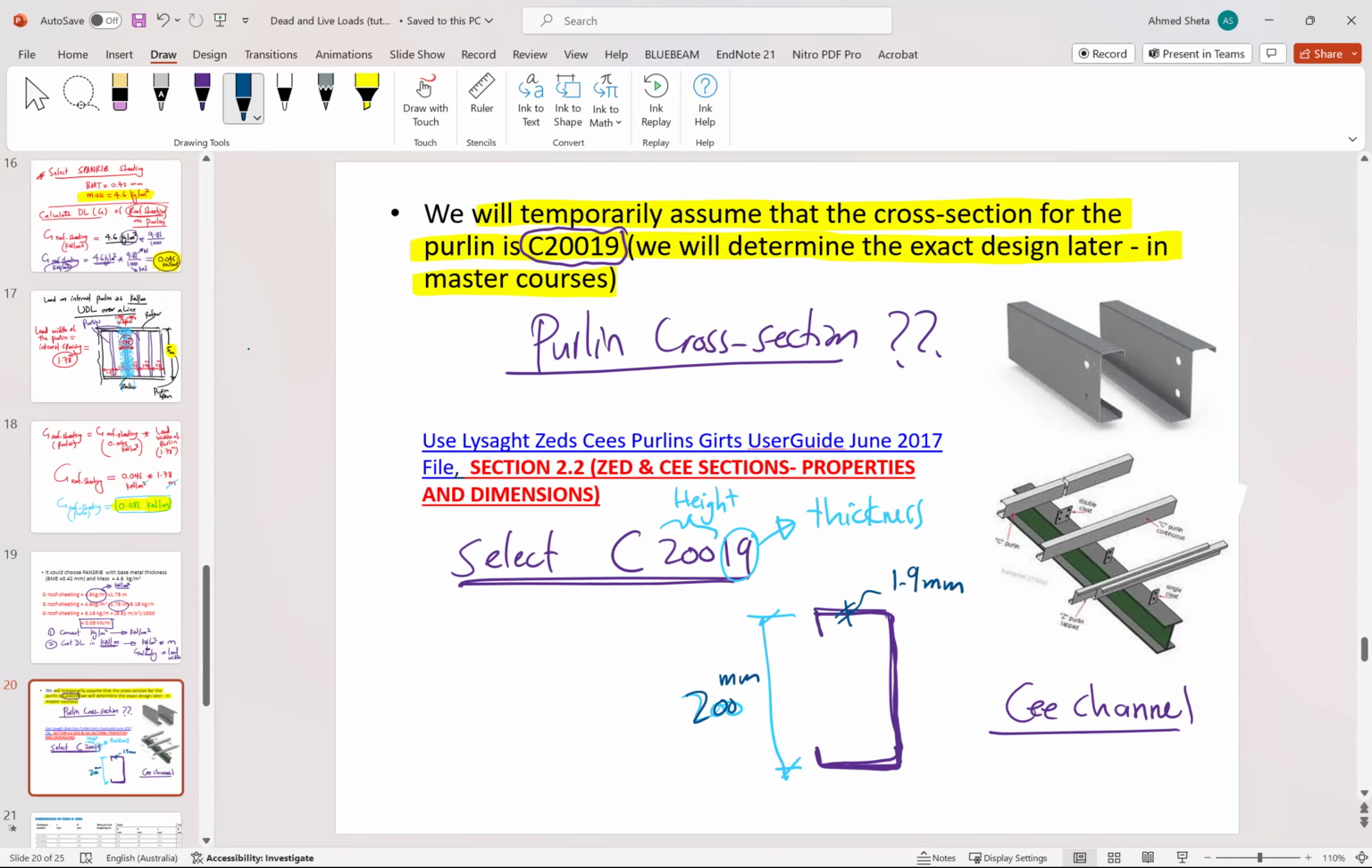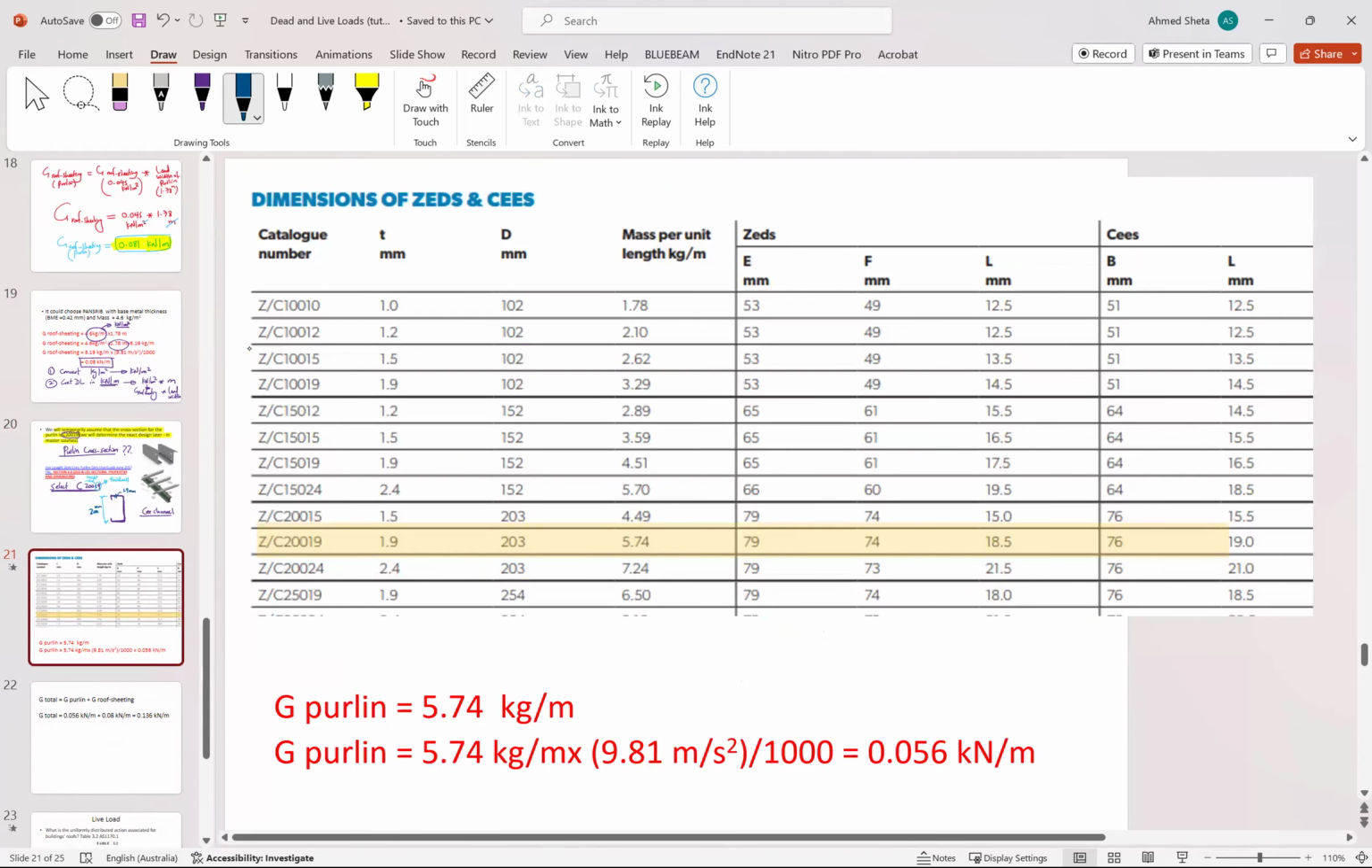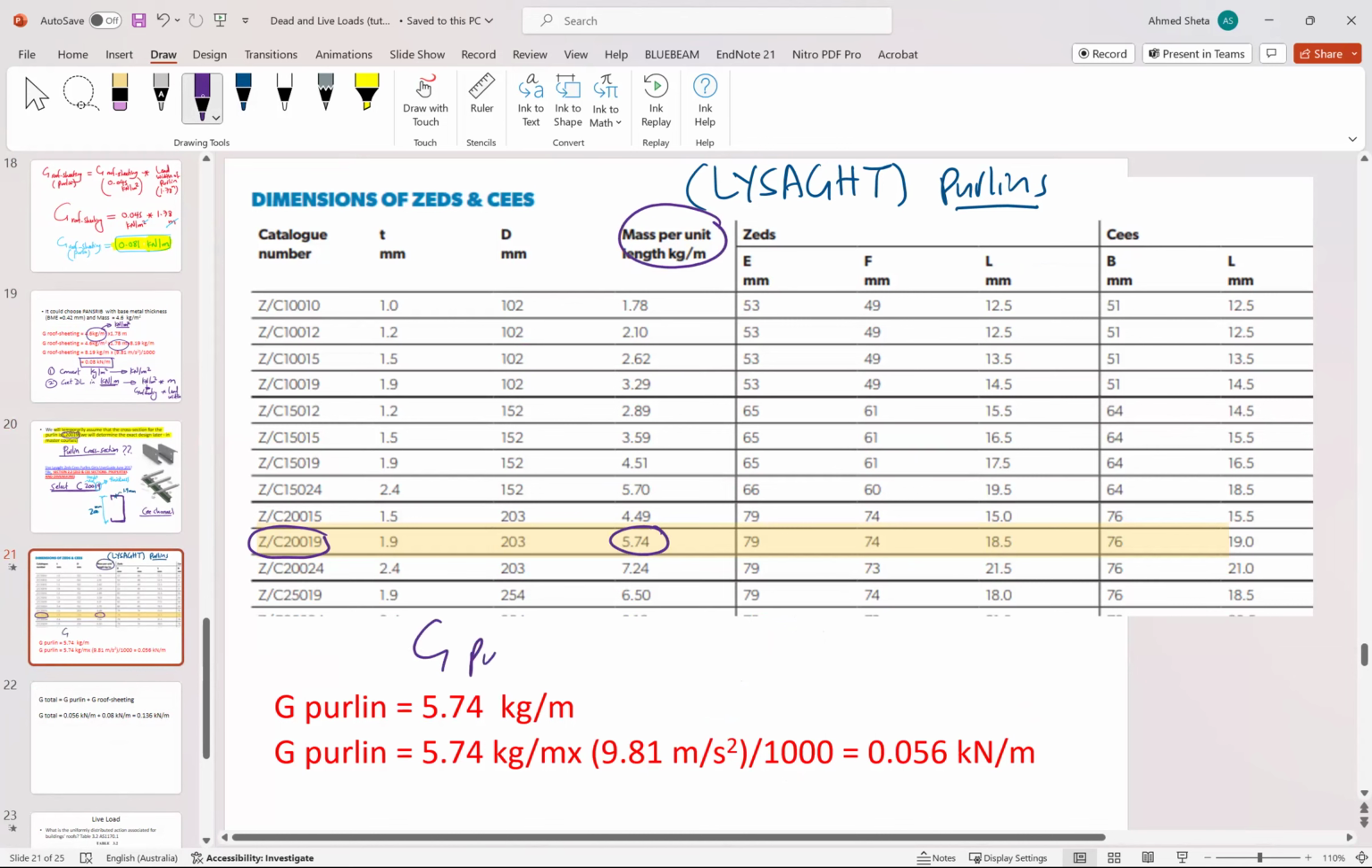Okay, so the next step is to find the weight of the Purlin. So using also Lysaght tables for Purlins, if we go to the Purlin tables, what Purlin do we select? 219. So what is the mass? The mass is 5.74. So G Purlin is given to us as 5.74 kilogram per meter from the Lysaght table or the provider table. Okay, so this again is kilogram per meter.